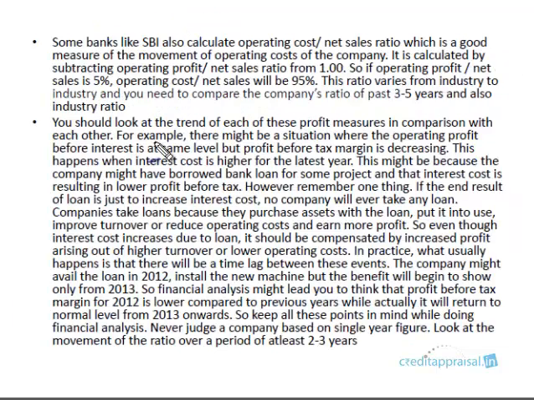Now some banks like SBI also calculate one more ratio called operating cost by net sales. This is a very good measure. I think you should be employing it if you're not doing it. Even if your bank doesn't have it in their guidelines, you can calculate it on your own to get a good idea of the company. Operating cost by net sales is nothing but 1 minus operating profit by net sales.